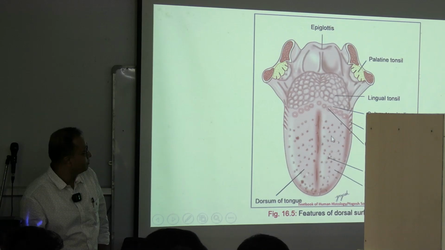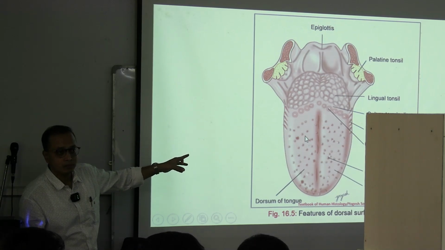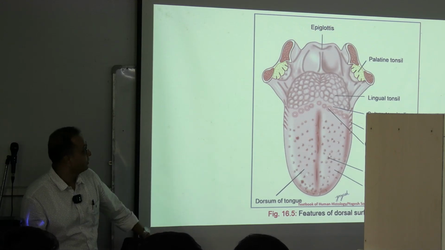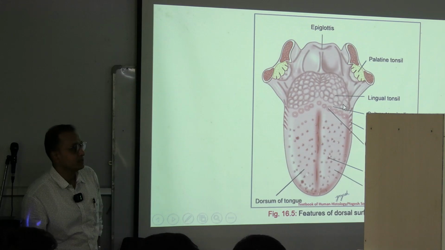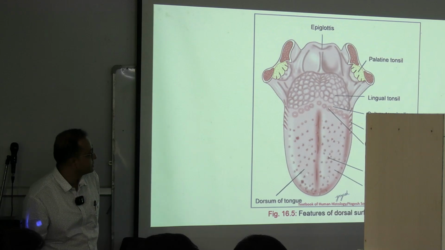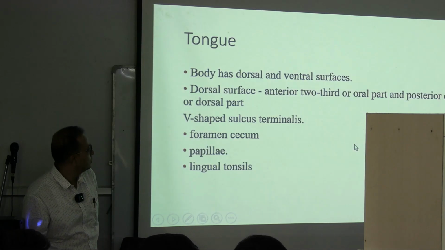Apart from the dots that you are seeing here, these are the bumps that we are talking about. Microscopically they look different. Apart from that, we may have collections of lymph nodes. If lymph nodes are present, we call them lingual tonsils. So, this is a general feature, and this part of the tongue is anchored. This is the pharyngeal part, this is the oral part. This is not a concern to us.